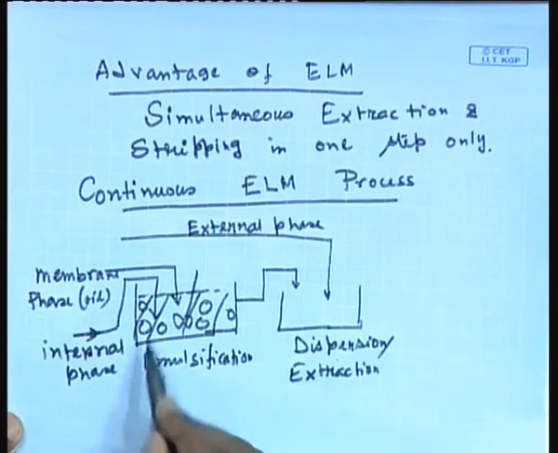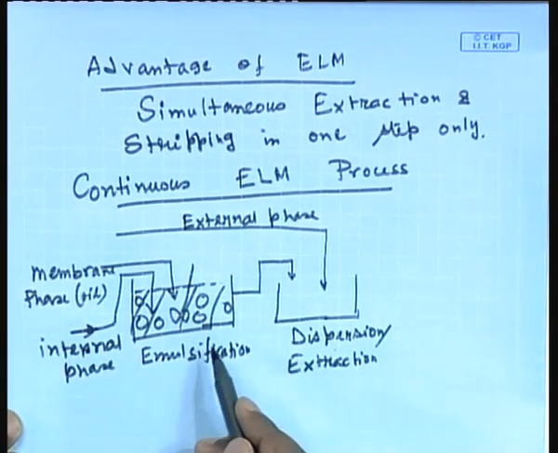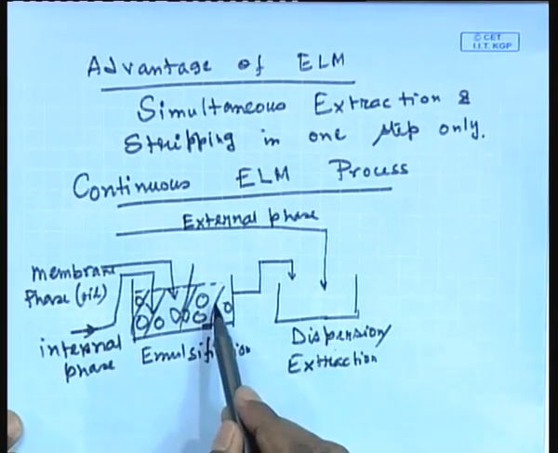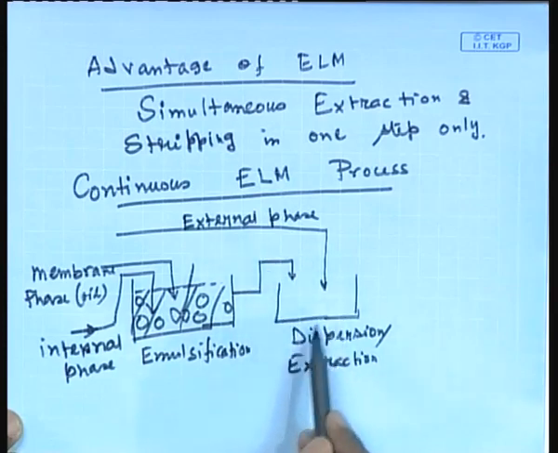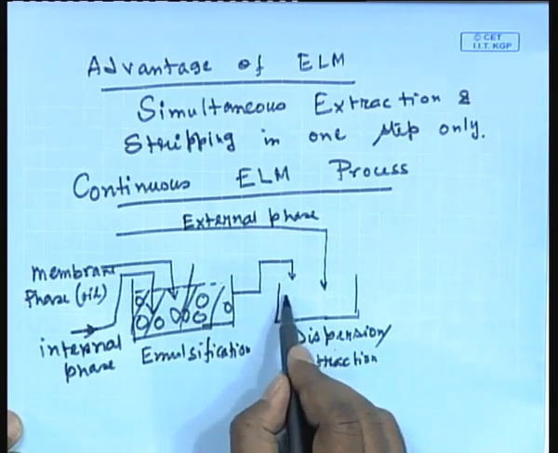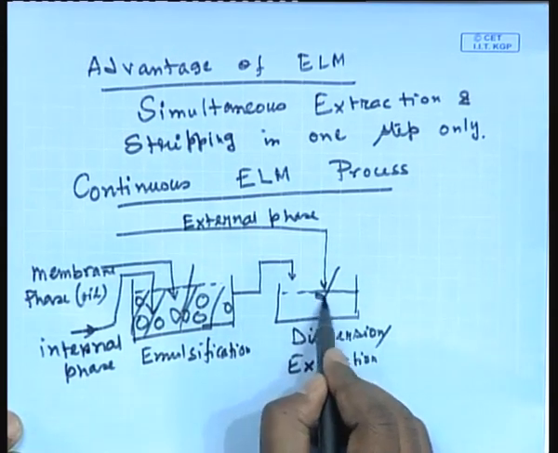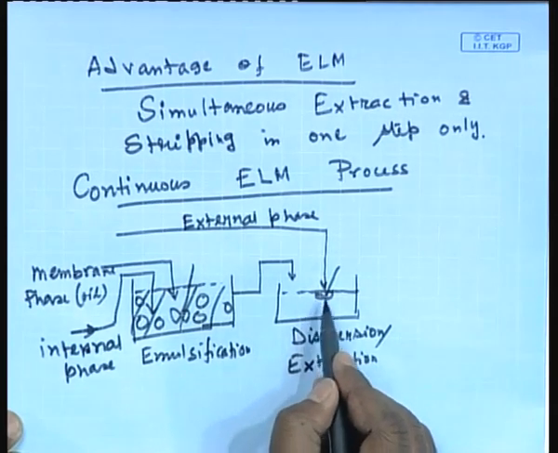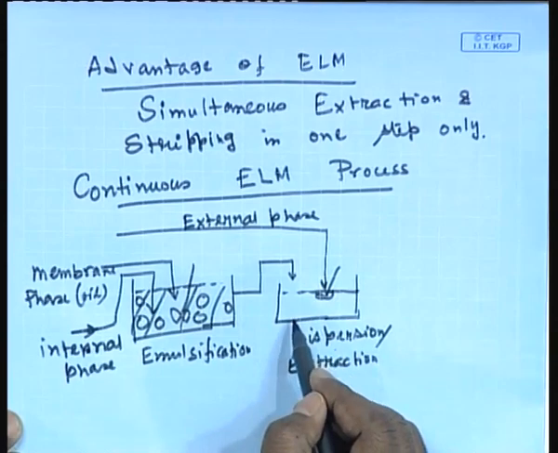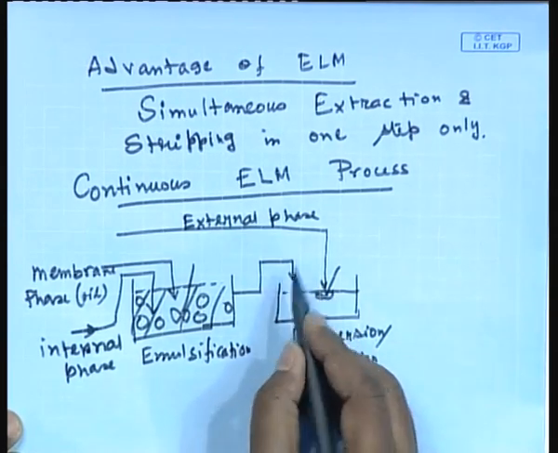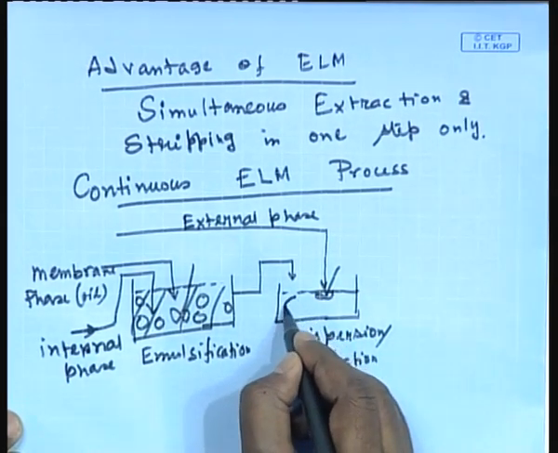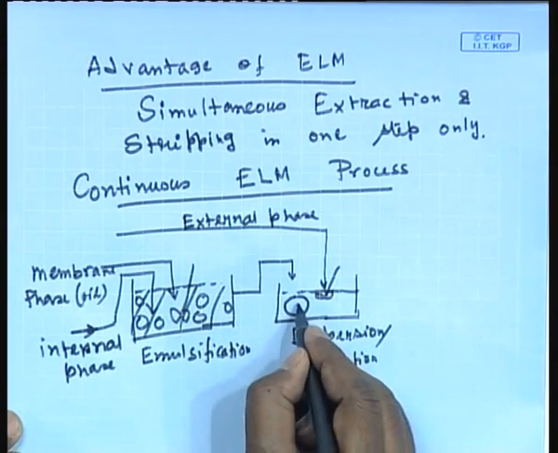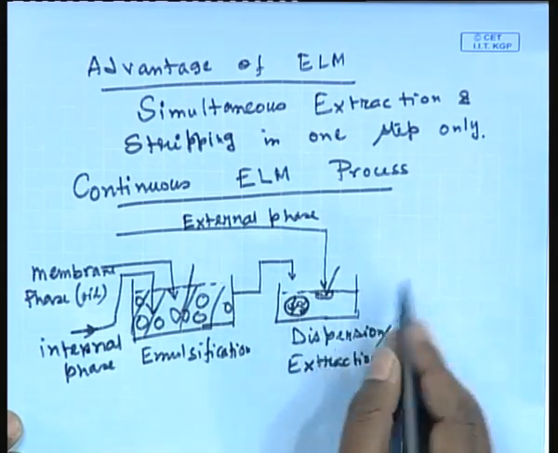That means in the first box you are carrying out the emulsification, and in the second box you are putting the emulsions into the external phase, only that much. Now you must have continuous stirring at a lower stirring speed, so that the emulsions will not settle at the bottom.